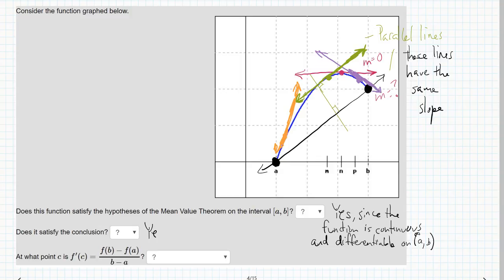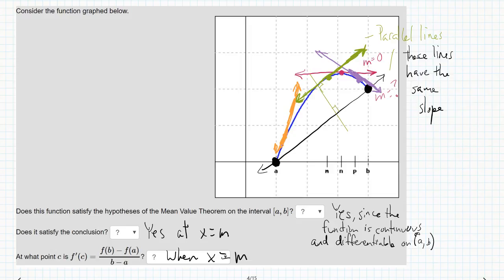So our actual answer is, yes, and it actually occurs at x equals m. At what point c is f prime of c equal to f(b) minus f(a) all over b minus a? Our answer for this is when x equals m. Okay? So that's the big picture as to what's going on with these things. You're always going to have something having that slope of the secant line.